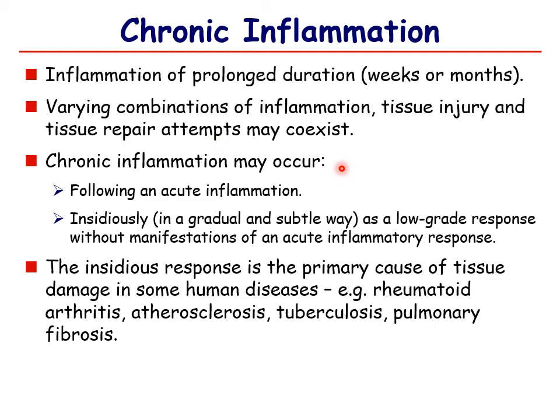Chronic inflammation may occur as a follow-up response to an acute inflammation, or it may occur insidiously, which means that it is occurring in a gradual and subtle way as a low-grade response without physiological manifestations of an acute inflammatory response. Now, this insidious response is the primary cause of tissue damage in many of the human diseases. For example, rheumatoid arthritis, which is an autoimmune disorder, or atherosclerosis, or microbial infection leading to tuberculosis, and pulmonary fibrosis.